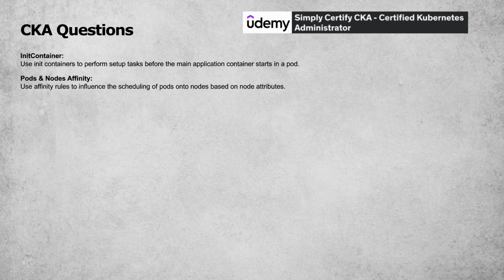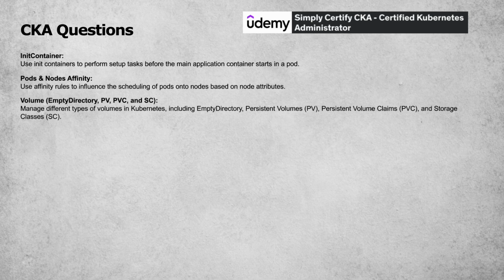Then there will be a question on pods and node affinity. Use affinity rules to influence the scheduling of pods onto nodes based on node attributes. Definitely, there is a question on volumes. There will be a question on emptyDir as well as PV and PVC, and also there will be a question on storage class. So we must know how to manage different types of volumes in Kubernetes. Most of the time there is a question on storage class to expand the volume of a PVC.